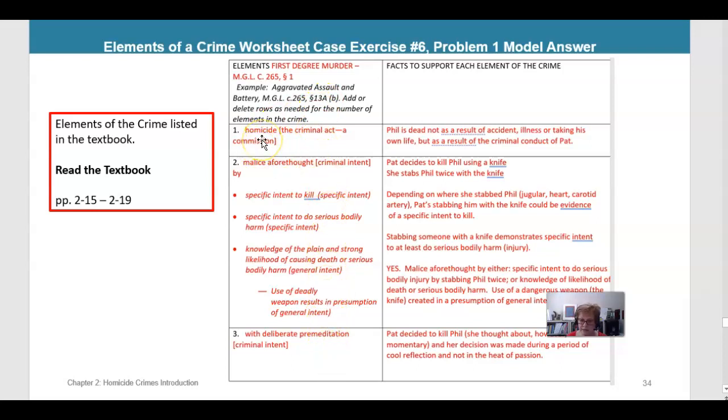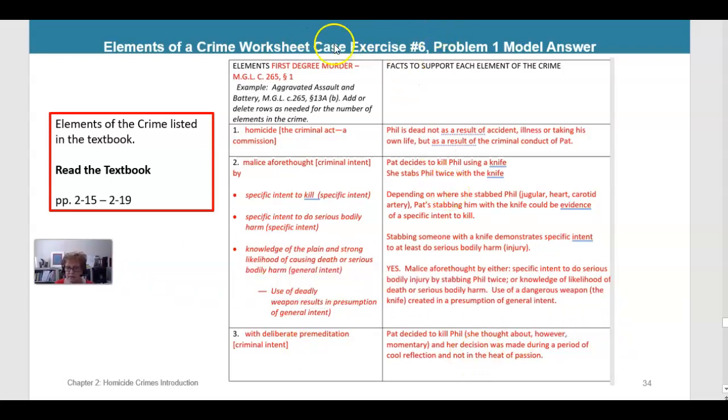So we have a homicide. That's the first element, and that is the criminal act. It's the commission. It's doing something the law prohibits, taking the life of another human being. We have malice aforethought, which is the criminal intent element of the crime of first-degree murder or second-degree murder as well. Malice can be demonstrated in one of three ways. We get help from the use of a deadly weapon, which results in an inference that any person who uses a deadly weapon has malice aforethought. And then our third element is the deliberate premeditation, which we just covered.